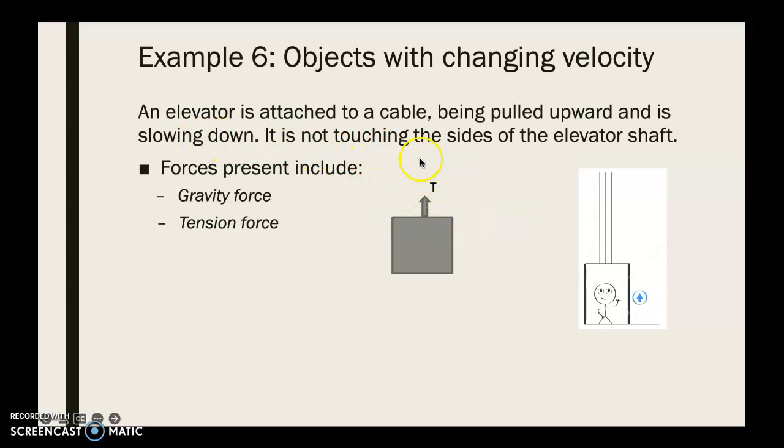So even though the motion is upward, if I was to think about the unbalanced force, if my object is slowing down, it means that the downward force, the weight, is actually going to be stronger than the tension. So this is my free body diagram for an object that is moving upwards and slowing down.